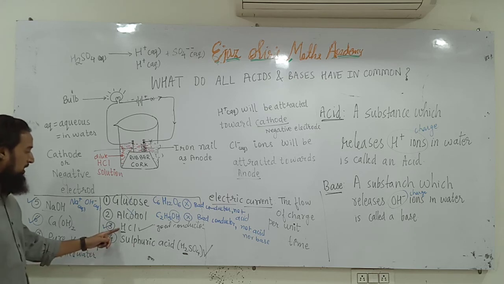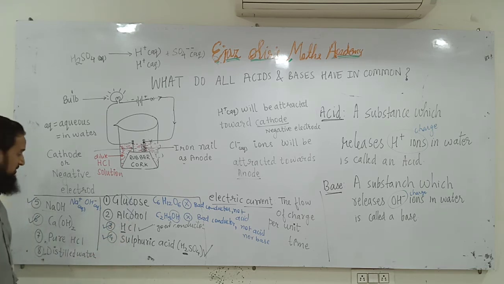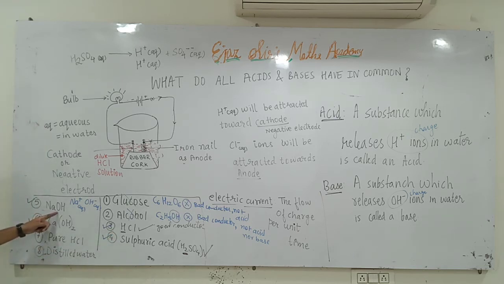Otherwise, if you take pure HCl or pure sulfuric acid, they will not behave like good conductors, because their H positive ion will not be released without water. OH negative ion will not be released without water. So they become good conductors of electricity only when they are added to water. So NaOH will be a good conductor of electricity, the bulb will glow. Ca(OH)2 also will be a good conductor of electricity, the bulb will glow.